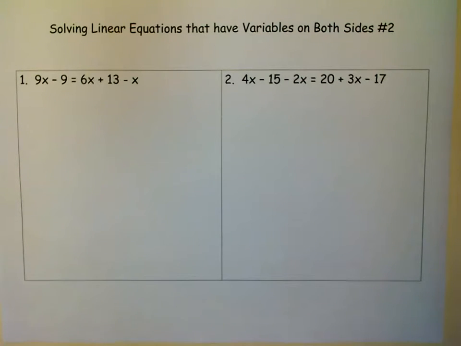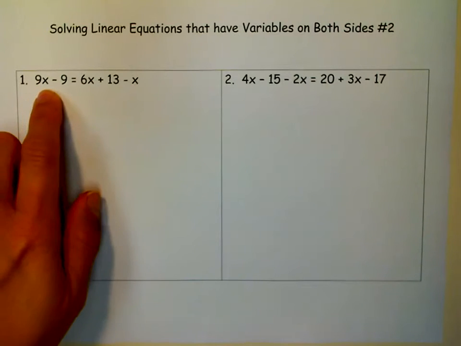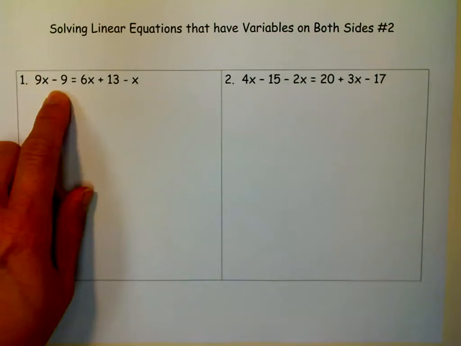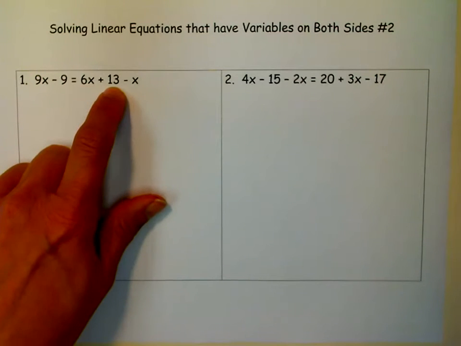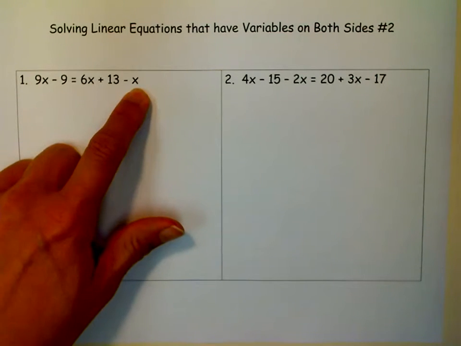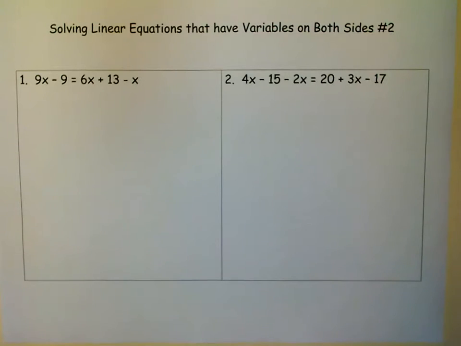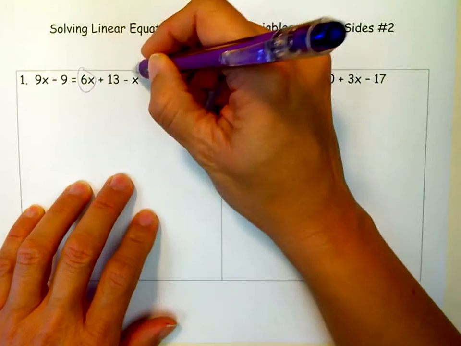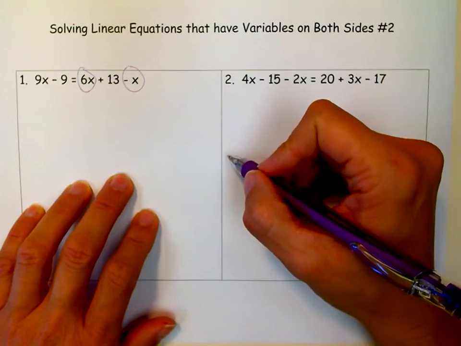So the first thing we do is we look at the left side. We have an x term and a constant term. We can't combine things if they're not like terms. Over here we have an x term, a constant term, and an x term. Remember, the word constant means number, so a number term without a variable. So we have an x term and an x term. We need to combine those first.